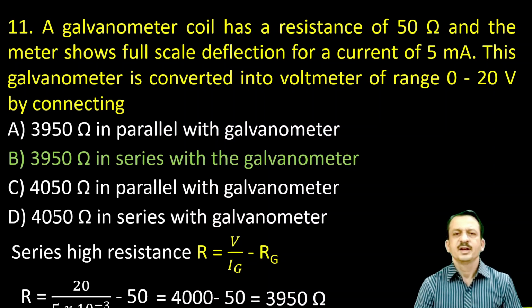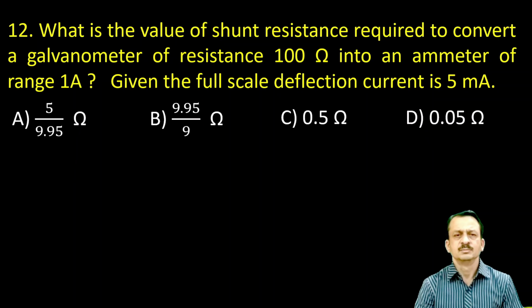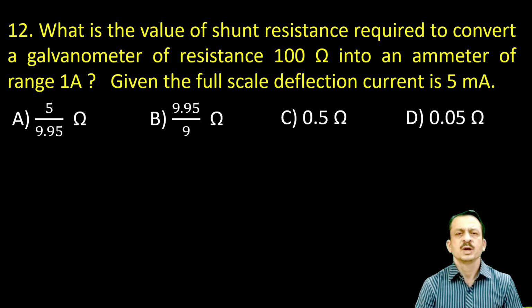Next problem. What is the value of shunt resistance required to convert a galvanometer of resistance 100 ohm into an ammeter? Here they have given ammeter, so you should be careful about the choices. Ammeter of range 1 amp, given the full scale deflection current of 5 milliamps. Options: A 5 by 9.95 ohm, B 9.95 divided by 9 ohm, C 0.5 ohm and D 0.05 ohms.